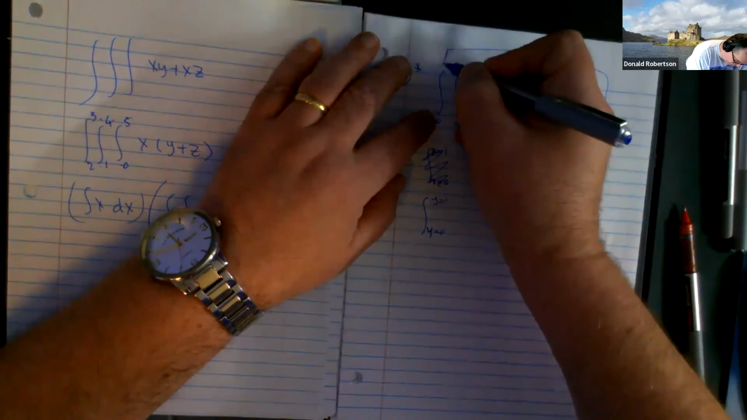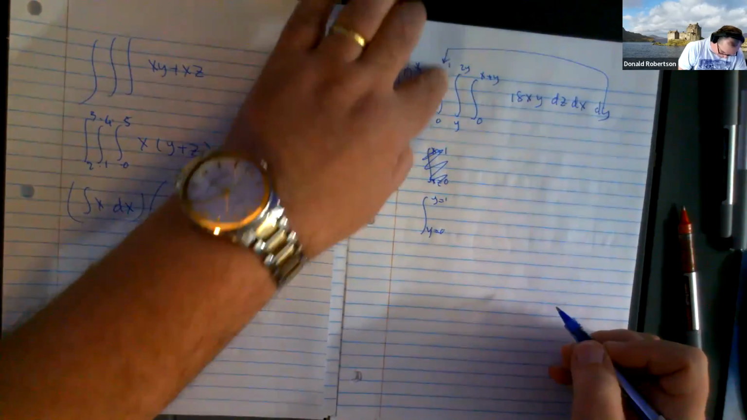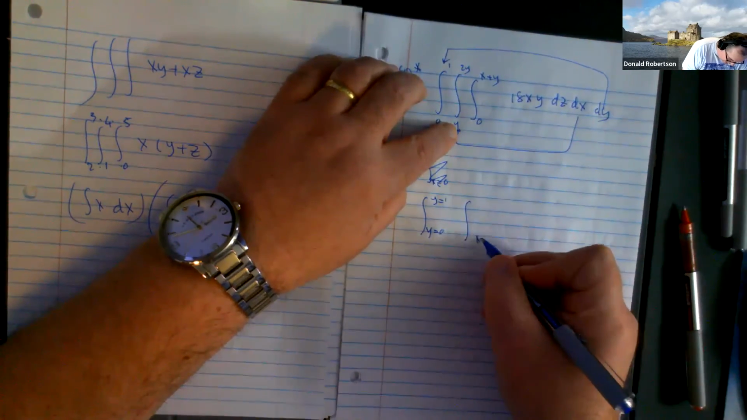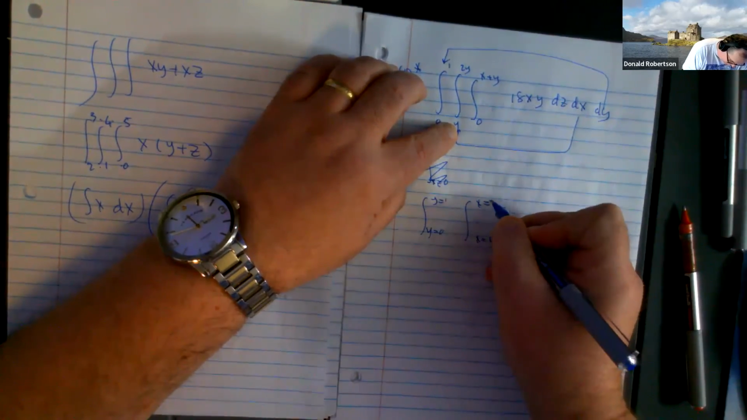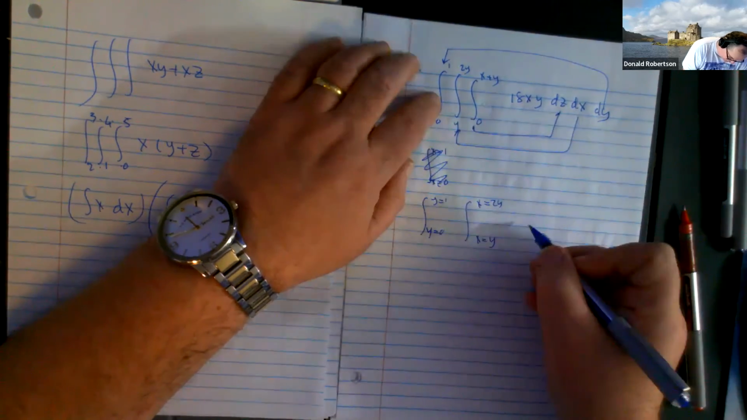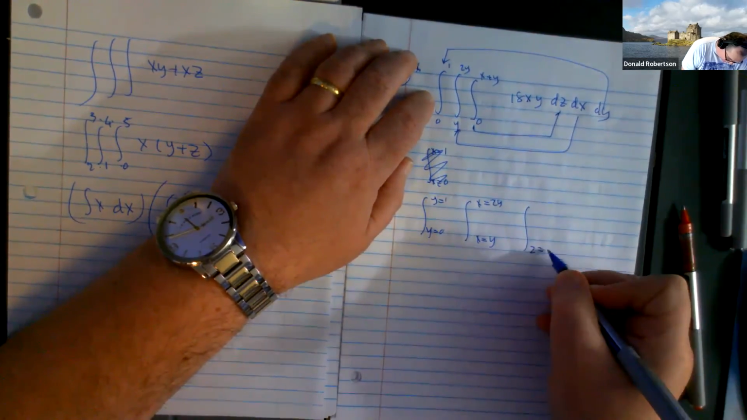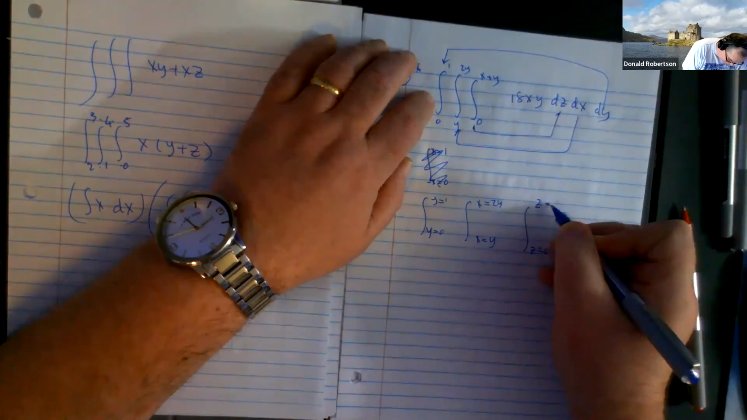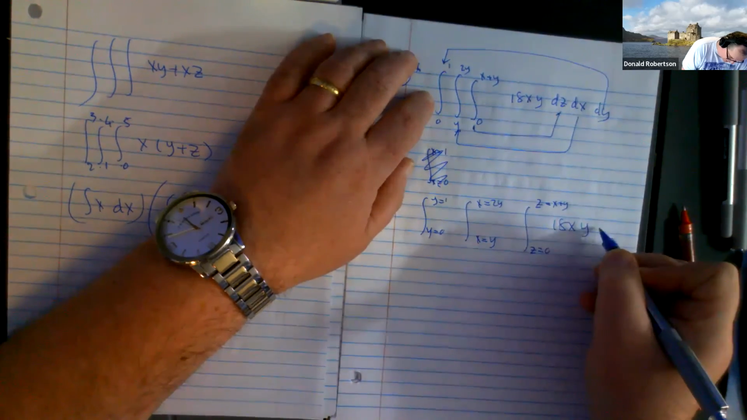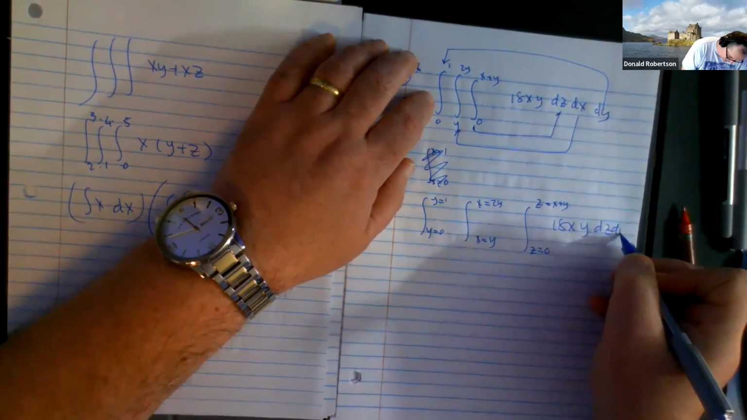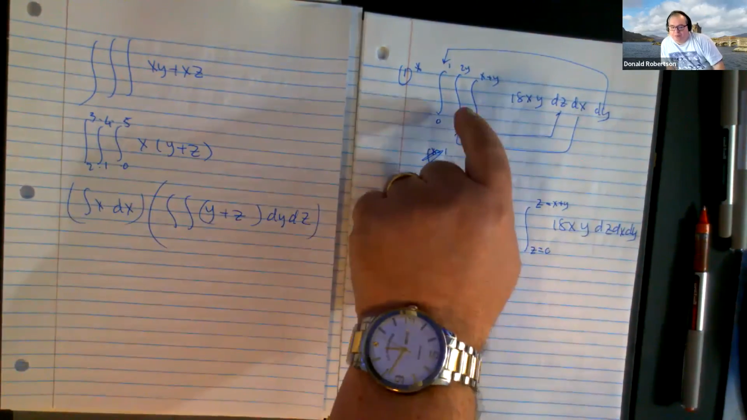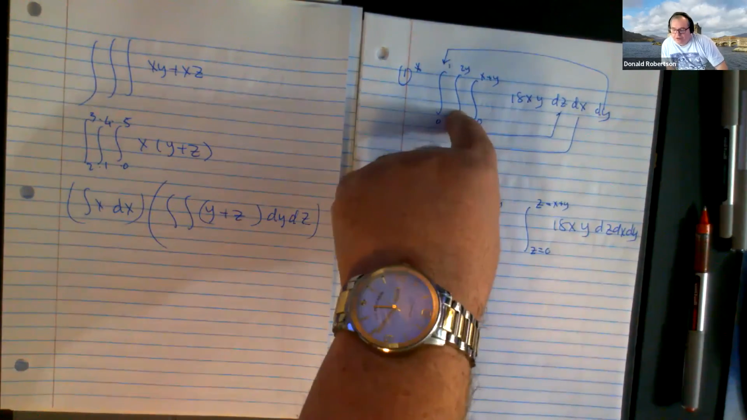That guy matches with him, right? So that means these are y's. The middle one is x's. So the center one is going to be x equals y to x equals 2y. And the inside one is z's. So this is going to be z equals 0 to z equals x plus y. And then you're going to do an 18xy dz dx dy. So that might be what it looks like in WebWork.